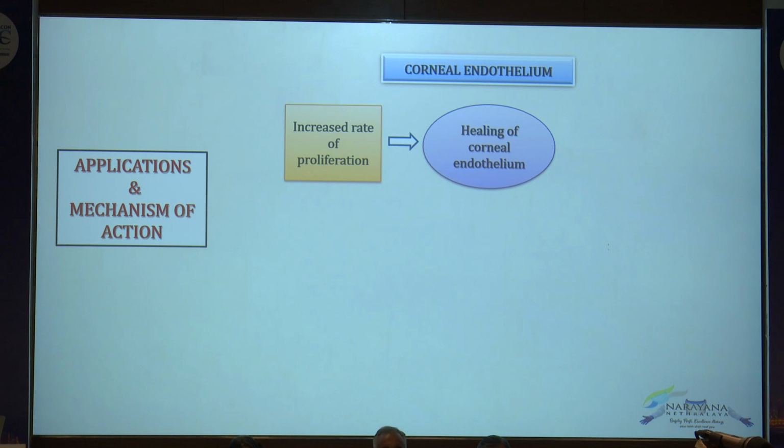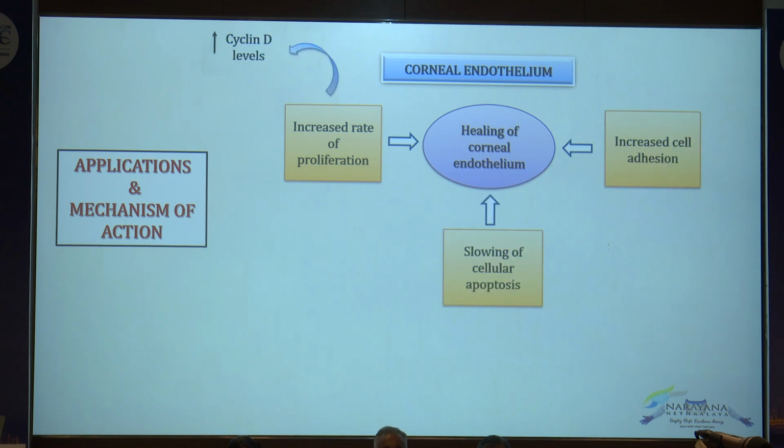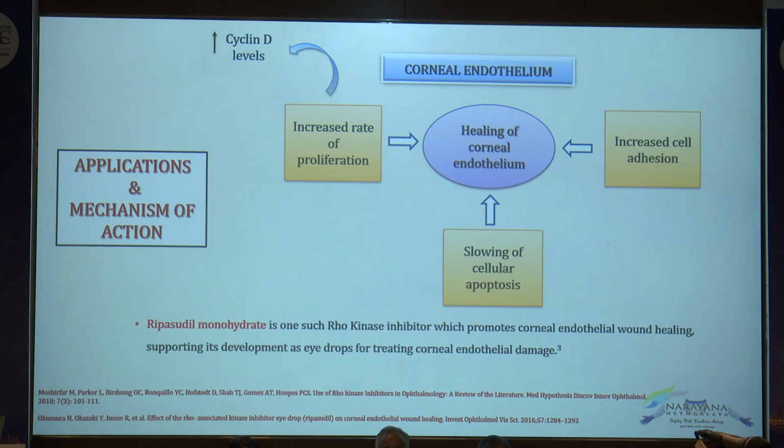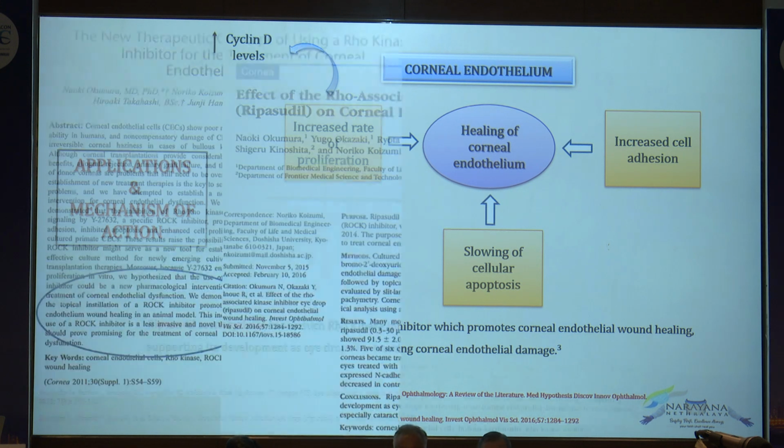It helps in increasing the proliferation, healing of the endothelium, slowing of the apoptosis, which we know is very integral to this disease, and increasing cell adhesions. So the medication that we are talking about is ripasudil monohydrate 0.4%, which we'll be studying.